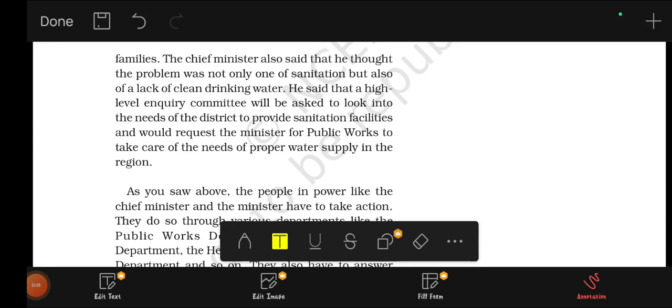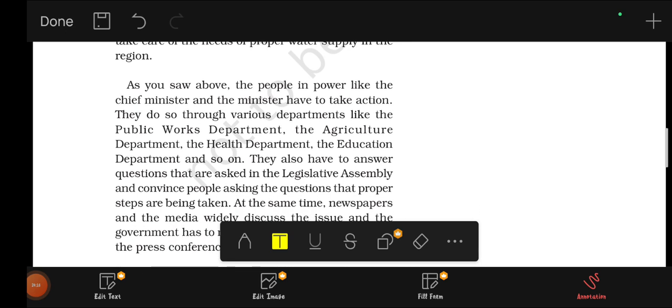He said that a high level inquiry committee will be asked to look into the needs of the district to provide sanitation facilities, and would request the minister for public works to take care of these needs of proper water supply in the region.